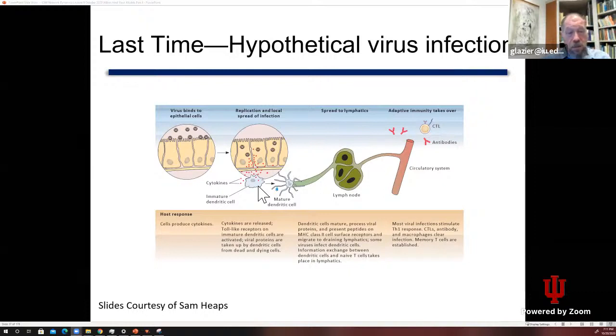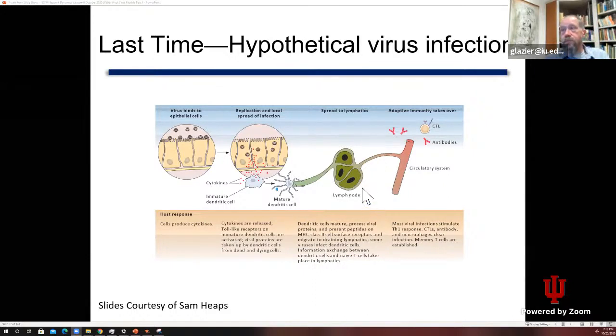Those are sentinel cells that are present in your tissues all the time. Those sentinel cells mature, and one of the things that they do is they pick up fragments of dead cells and virus. When they do that, they actually crawl through the lymphatic system. Everyone is familiar with blood vessels, but there's a second network of vessels called the lymph vessels, lymphatics, that are in many ways analogous to the blood vessels that carry lymph rather than blood. And the immune cells move through those to the lymph nodes.